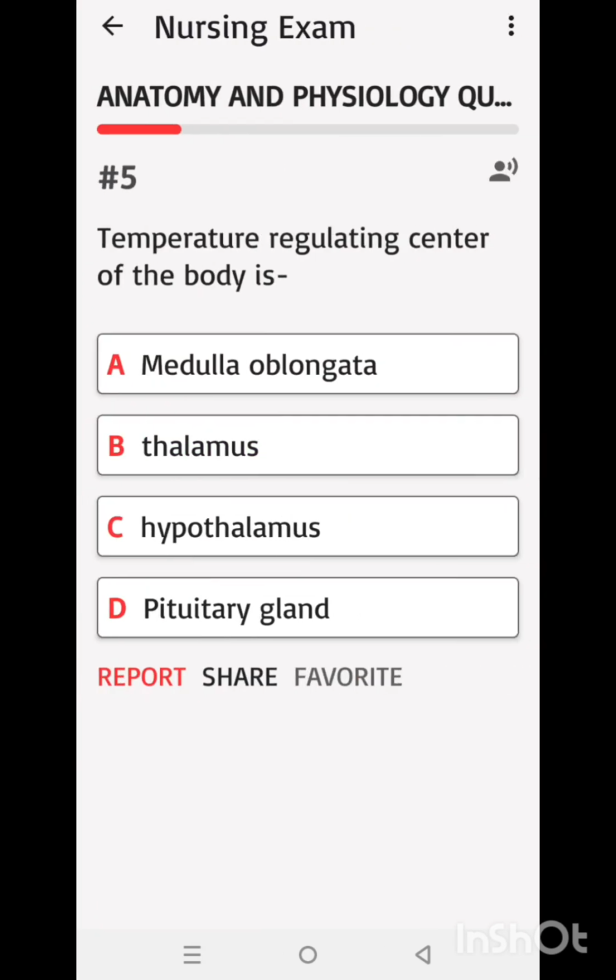Temperature regulating center of the body is A. Medulla oblongata. B. Thalamus. C. Hypothalamus. D. Pituitary gland. Correct answer.